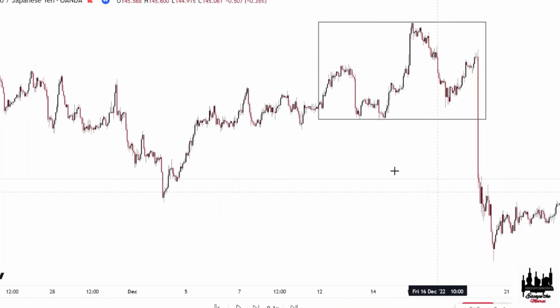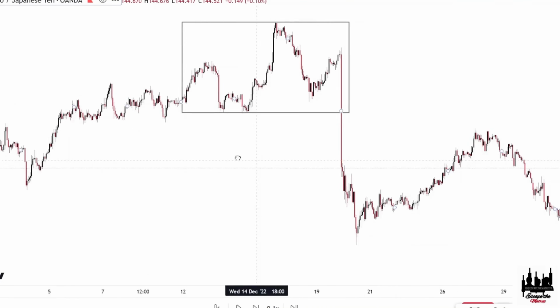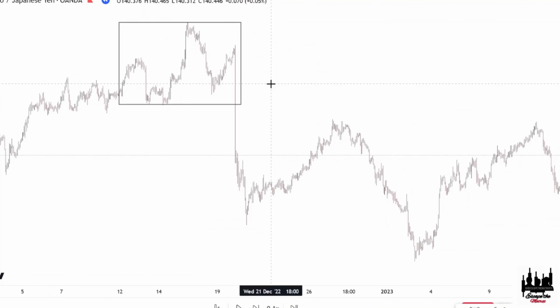So how would we trade this range? First, we want to see how it looks on the higher time frame as far as an institutional candle aspect.